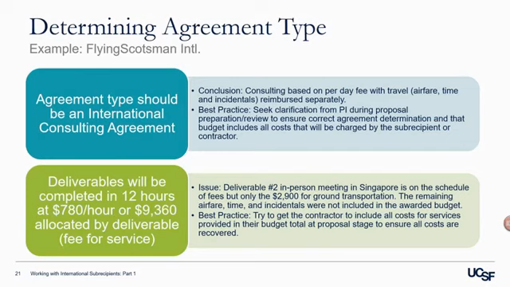To ensure correct agreement determination and that the budget includes all the costs that will be charged by the subrecipient or the contractor. So deliverables will be completed in 12 hours at $780 an hour or $9,360. So the issue, deliverable number 2, in-person meeting in Singapore, is on the schedule of fees, but only the $2,900 for ground transportation is included in the budget or the total. The remaining airfare, time, and incidentals were not included in the award budget.